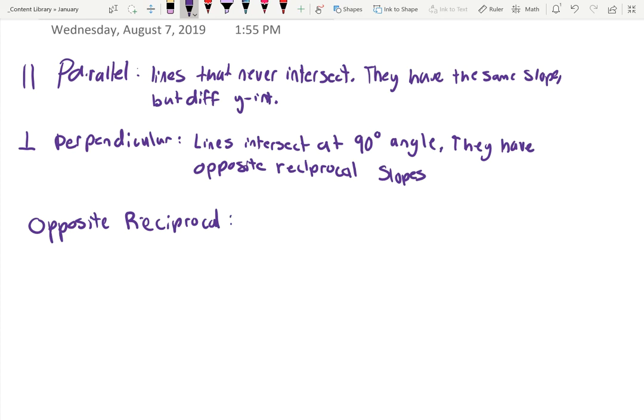Let's say I give you a slope of 3 fifths. The opposite reciprocal of that: opposite means that since this is positive, the new number will be negative. Reciprocal means flipping the fraction over, 5 on top, 3 on bottom. So the opposite reciprocal of 3 fifths would be negative 5 thirds. You're making a positive number a negative number, and you're flipping the fraction as well.